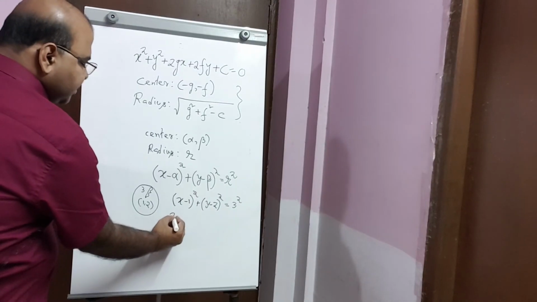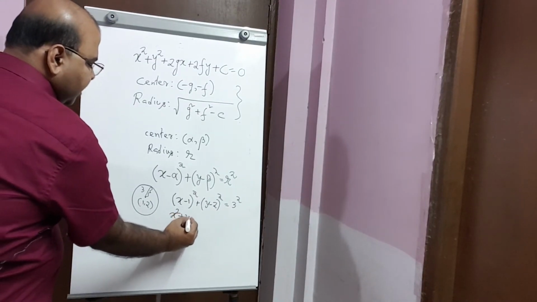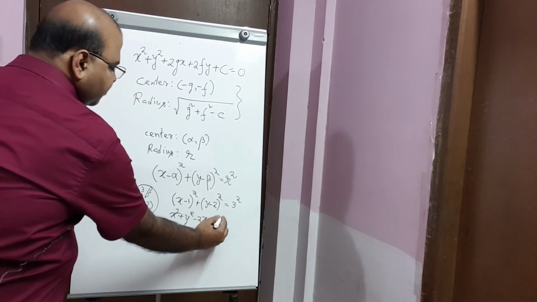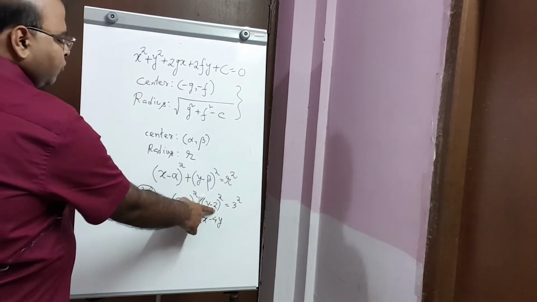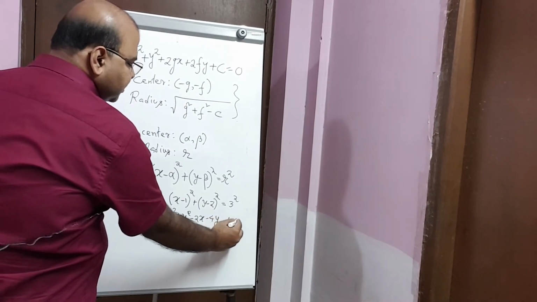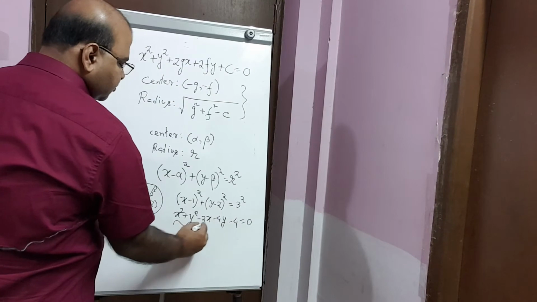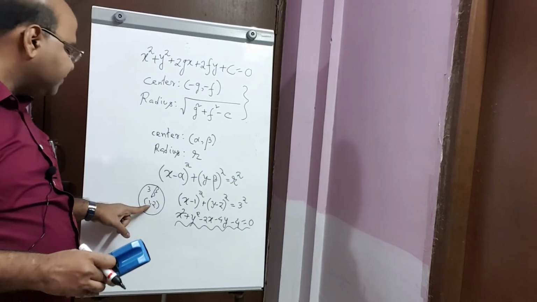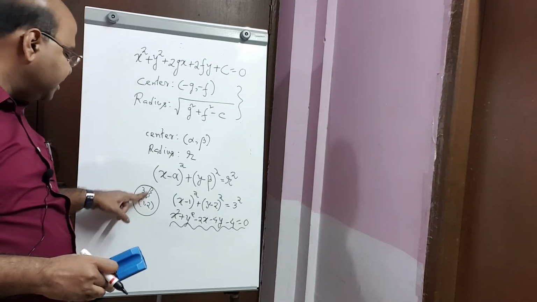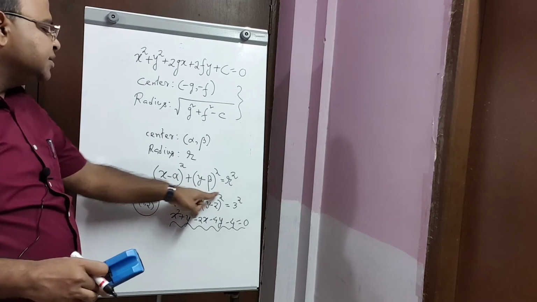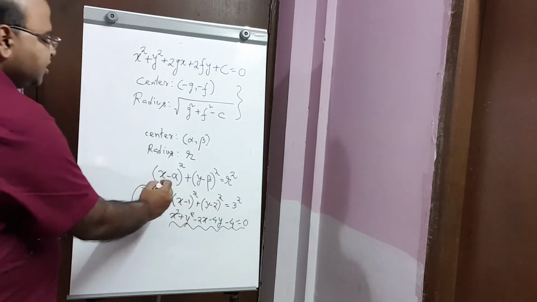After expansion, finally we have the equation x square plus y square minus 2x minus 4y, and the constant term would be 4 plus 1, 5, and here we have 9, so 5 minus 9, which is minus 4, is equal to 0. So this is the equation of the circle. So when the coordinates of the center are known and the radius is known, we can find the equation of the circle by using the central form. This is the equation in central form.